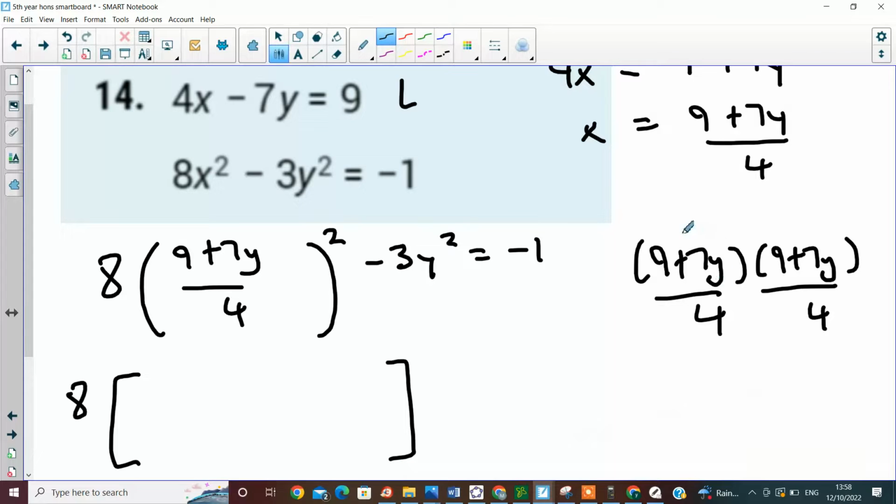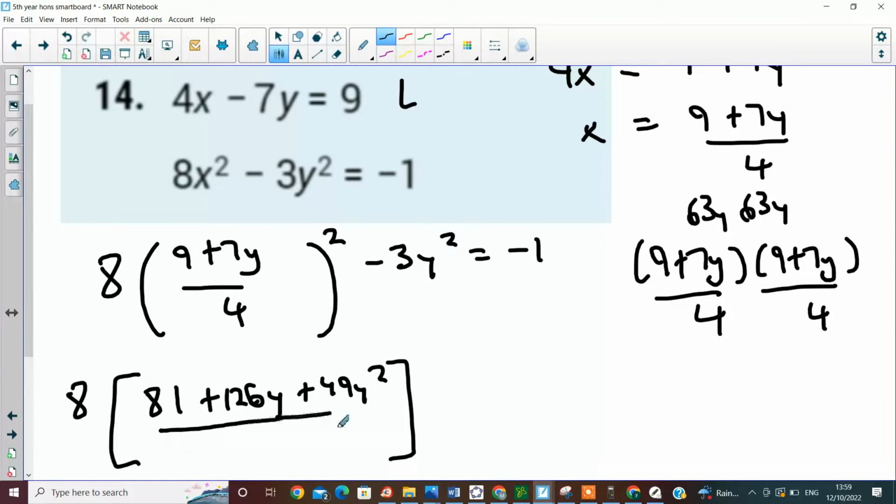Okay. So 9 times 9, 81. 9 times 7, it's a 63y. There's another 63y. Add them together, I get 126y. And then we do 7y by 7y, which is 49y squared, all over your 16. And can't really do much with the other side. I might just bring the 1 over, just to make it 0 on the other side.